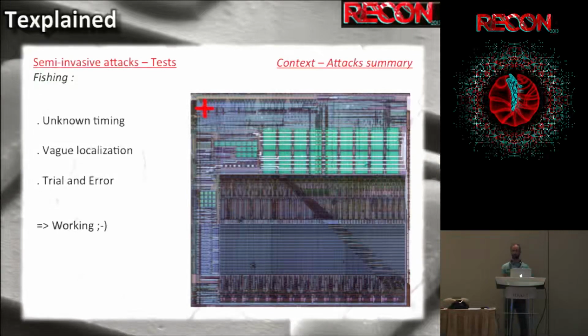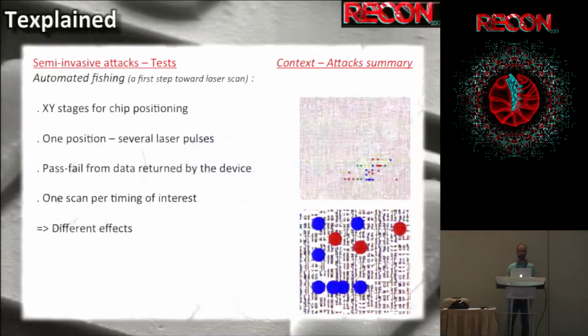It's very long, so the next step will be just to buy an XY stage, just to be able to scan your chip. Now you choose a specific timing of the execution of the program, and you scan every point of the chip, and you make a kind of pass-fail test by looking, for example, at the data that are outputted by the chip. If it's a fail, you just mark the position and continue to scan. You can do this for different timings and get some kind of maps of what you just did.